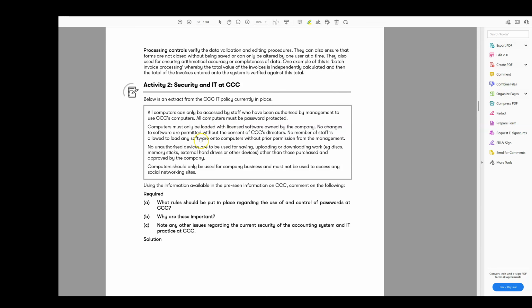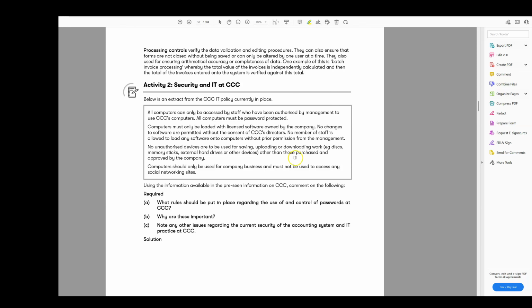Computers must only be loaded with licensed software owned by the company. No changes to software are permitted without the consent of the CCC director. No member of staff is allowed to load any software onto the computer without prior permission from the management. No unauthorized devices are to be used for saving, uploading, or downloading work.